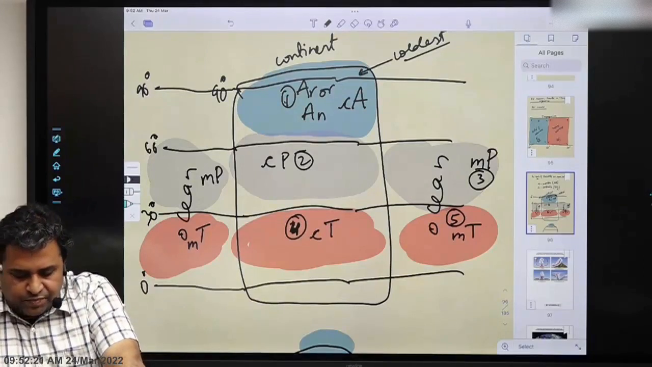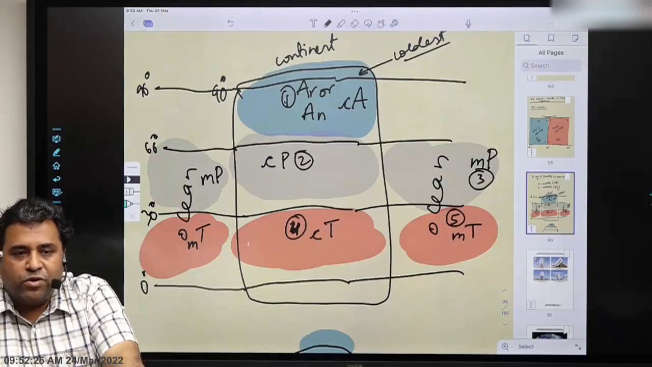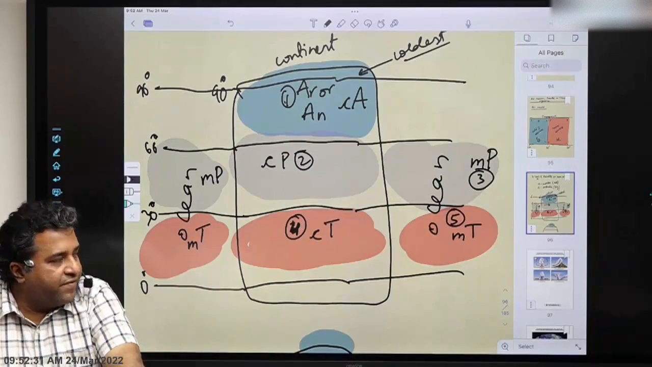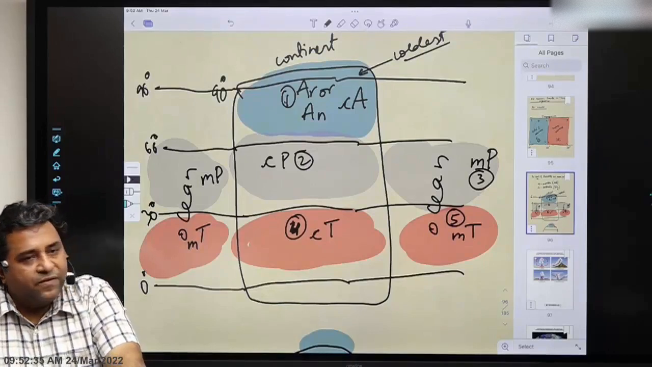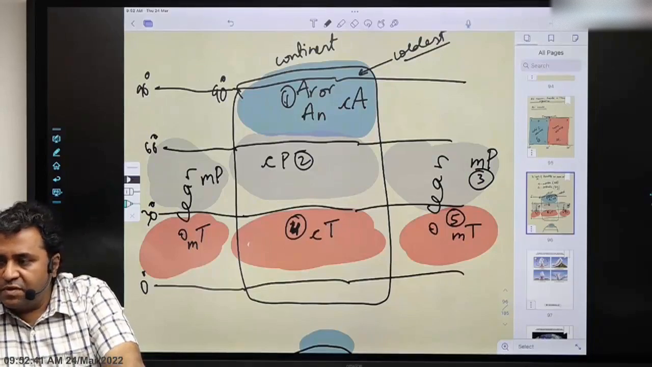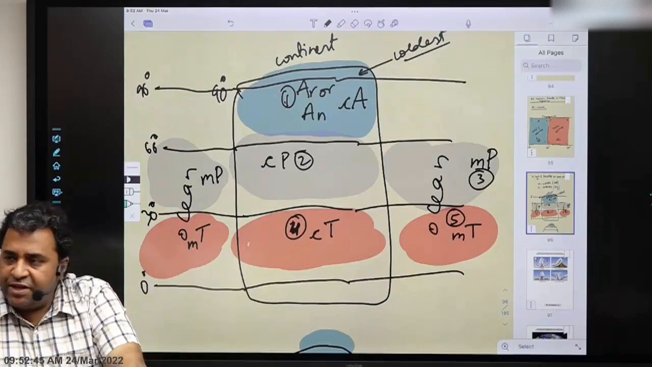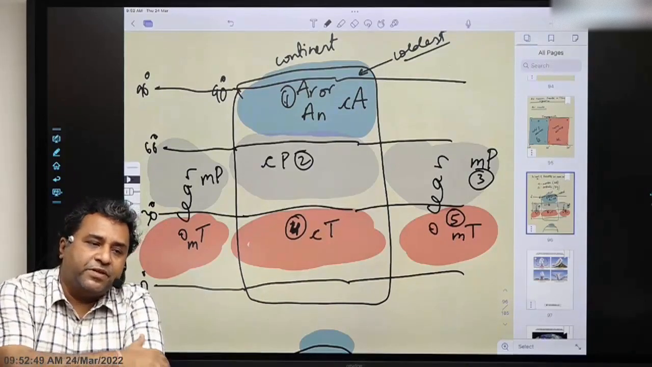Full stop. The more distinct or different the air masses, in terms of what? Temperature, pressure or humidity. In terms of temperature, pressure or humidity.